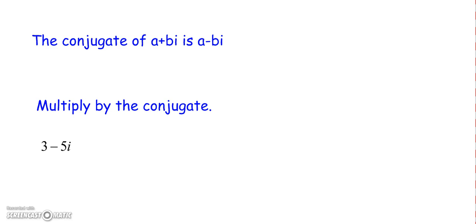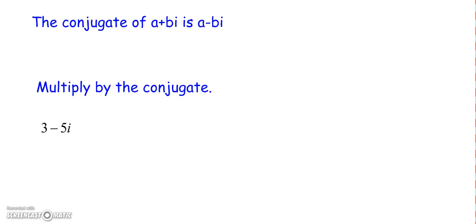All right, so one of the most important vocabulary terms of this section is conjugate. If you're given an imaginary number, or in fact any two terms, something plus something, the conjugate is something minus something. So the conjugate of a plus bi, a regular old complex number, is a minus bi. You switch the plus to a minus, and you've got the conjugate.